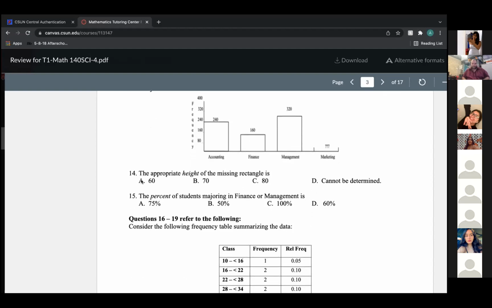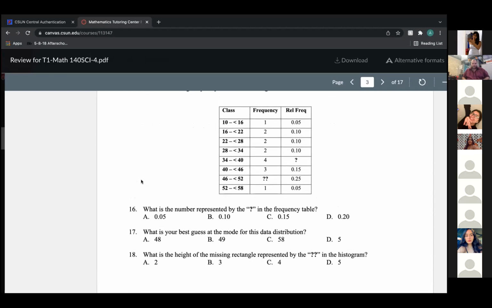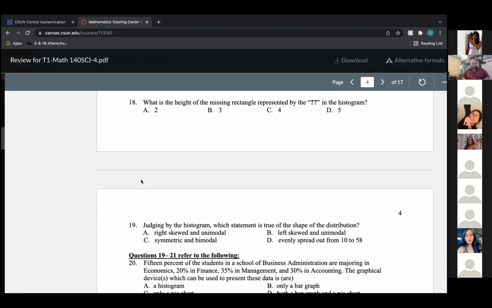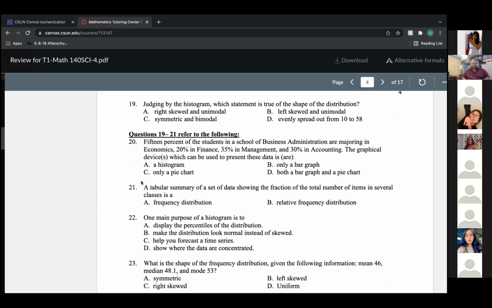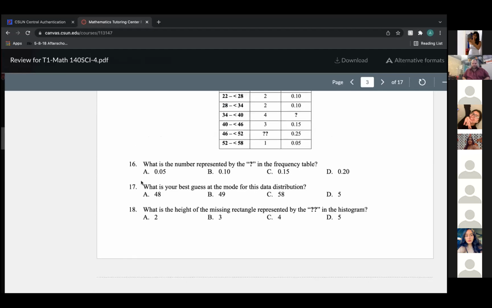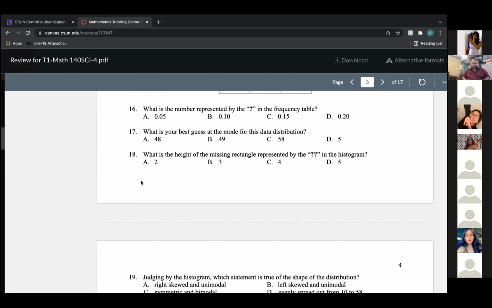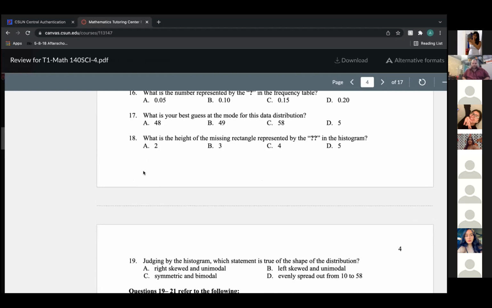All right. Back. What is the height of the missing rectangle represented by the question mark? The question mark, we just established, was five. Yannet, it says your hand is raised. Was that an earlier question or do you have a new question? Yeah, sorry. It's the same question. No problem. Okay, 19, judging by the histogram. What histogram? Did you see a histogram? I didn't see a histogram. Do we have to make our own histogram? Oh, that histogram. Okay, go back to the histogram.